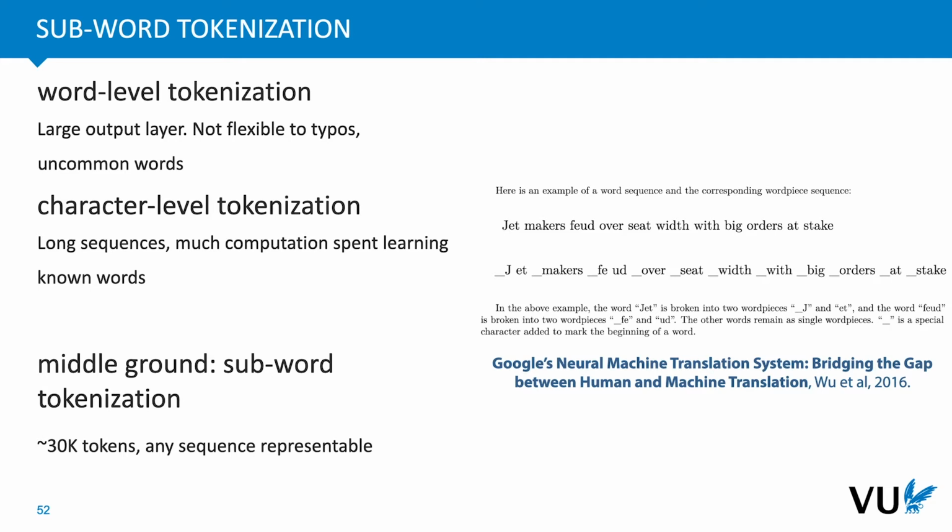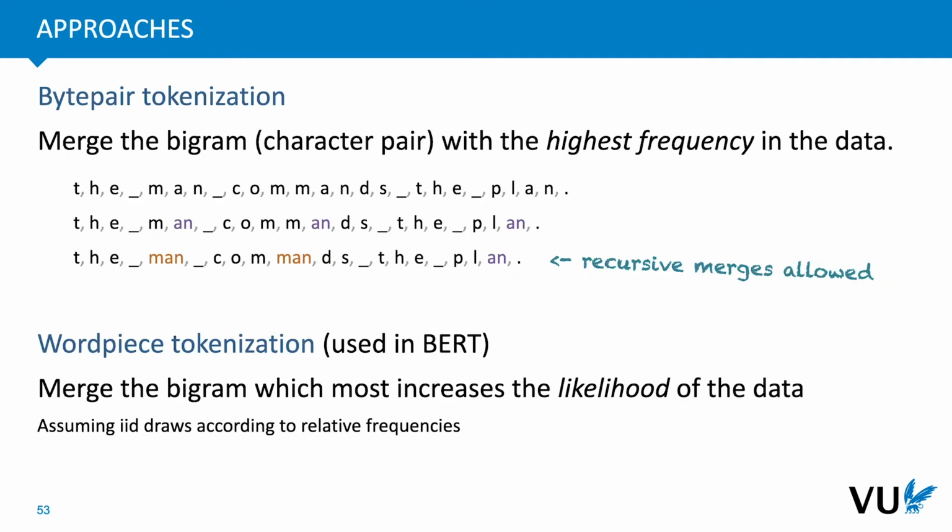There are two common approaches for this: byte pair tokenization and word piece tokenization. So let's start with byte pair tokenization. The principle is very simply to start with a character level sequence and to merge the pair of characters with the highest frequency in the data. This is called a bigram.